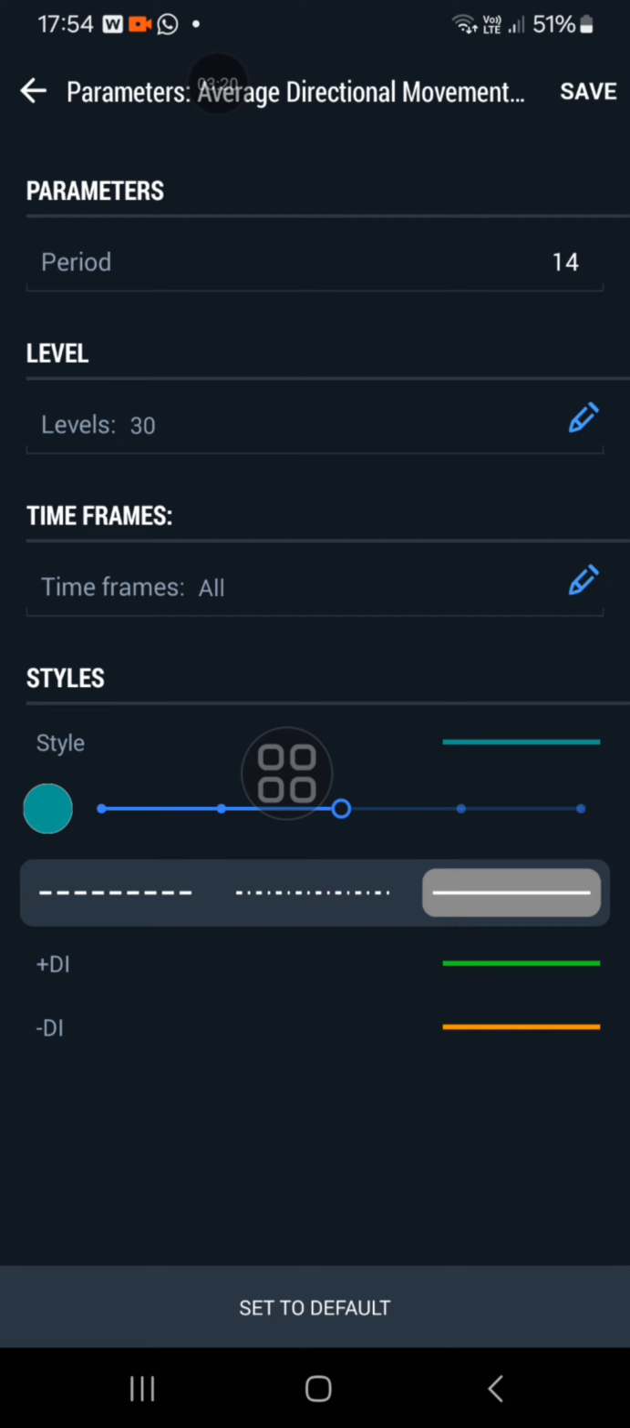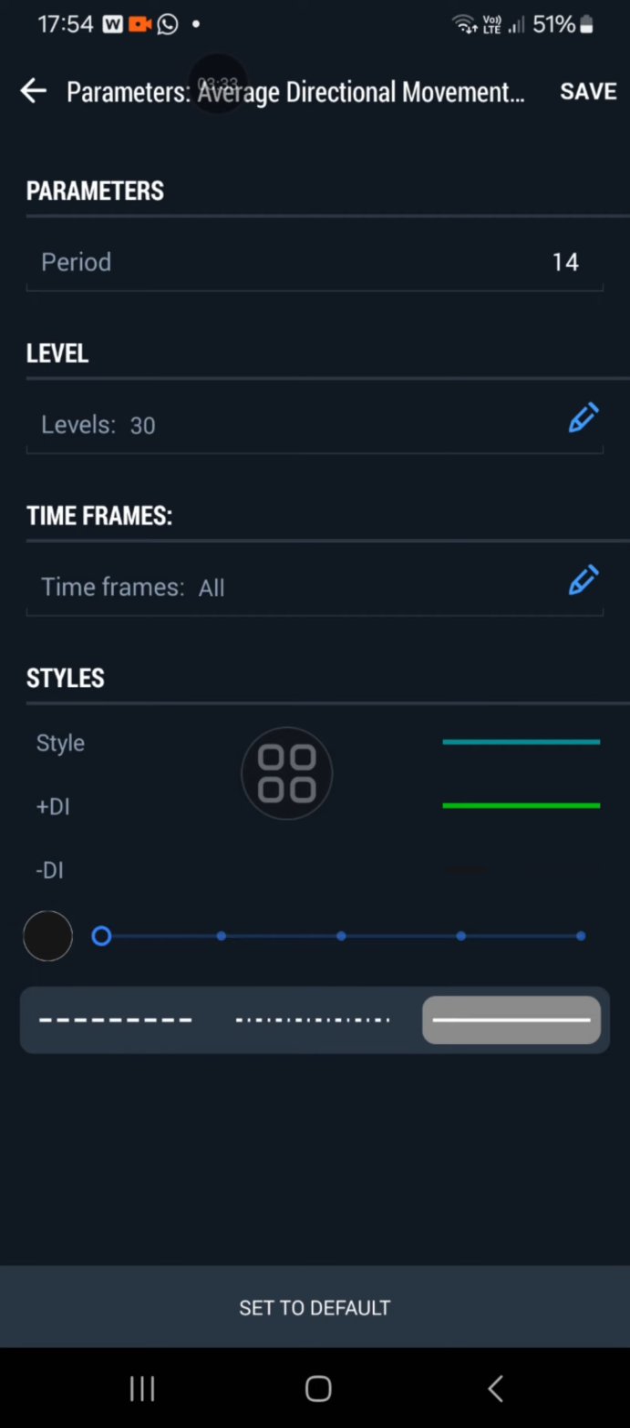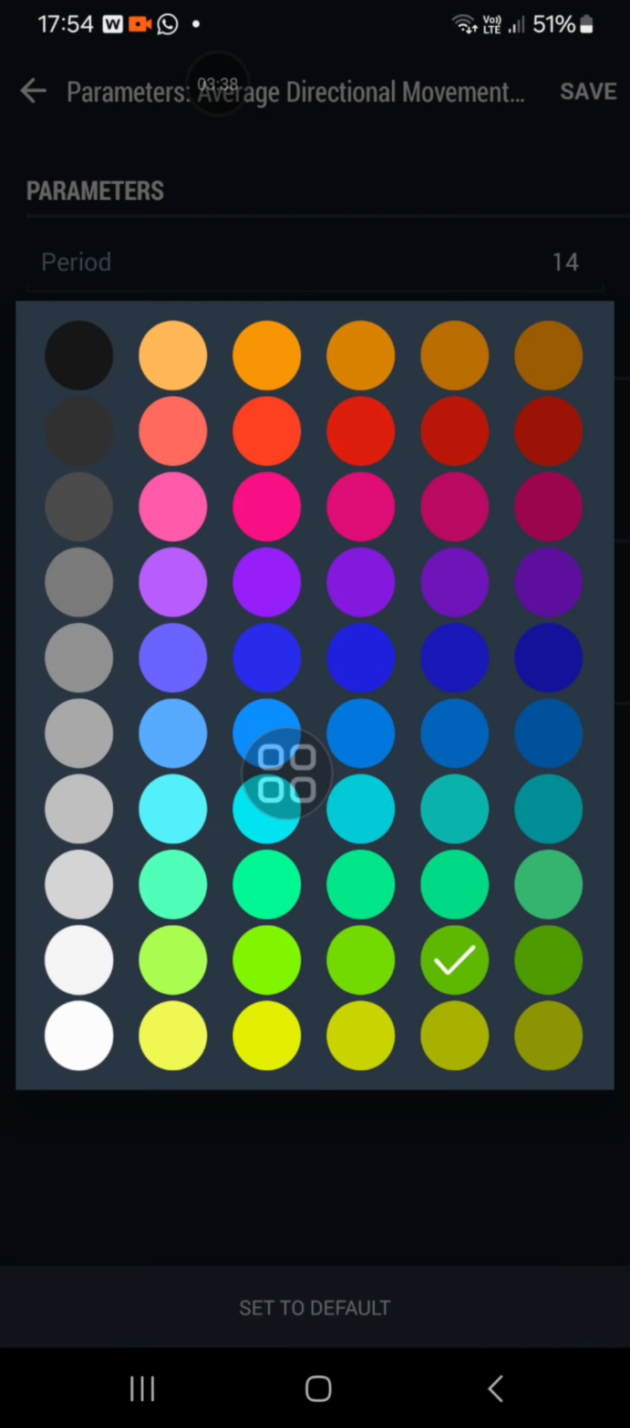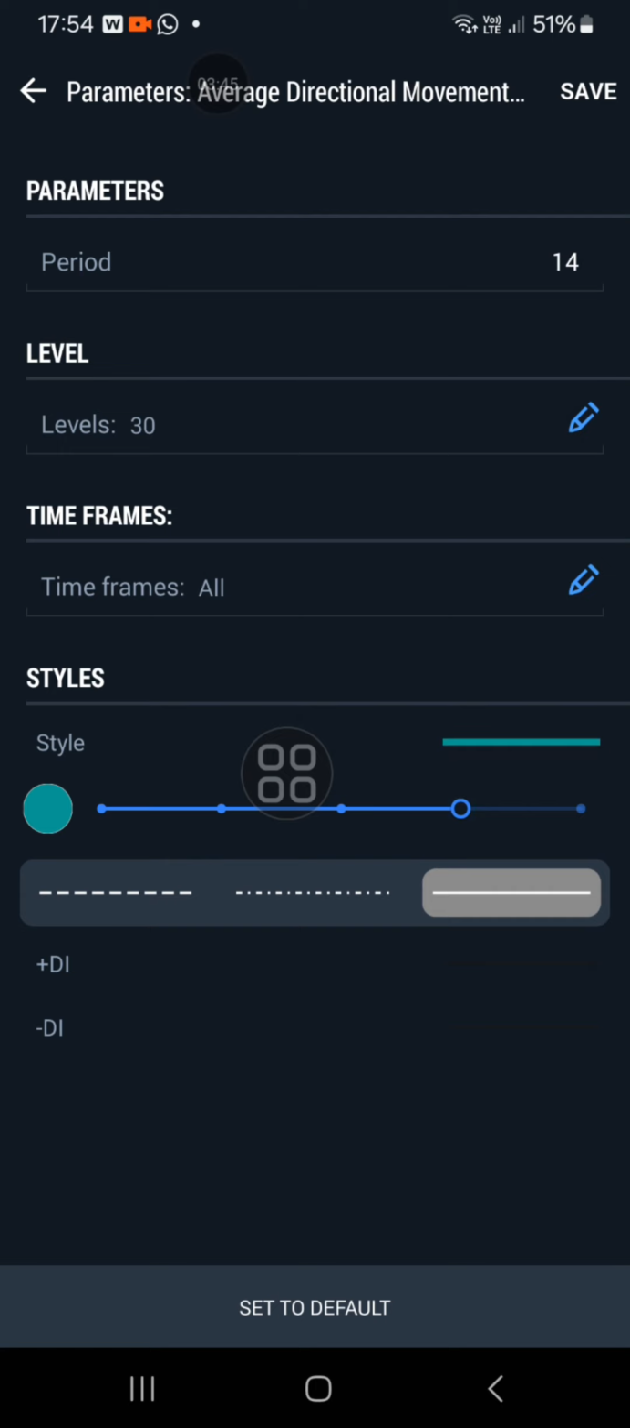Then we come back. Then on the style, we are mainly concerned with the style. What we'll do is this: the minus D1, we're going to give it the color of our background. We are not interested in this one. The plus D1, we're also going to do the same. We're going to give it the color of our background. So my background is black. I'm going to put black. But on the style, we're going to make it more visible, and I'm just going to make use of a line. And I will choose, you can choose any color, the color of your choice. Then you're going to click save.